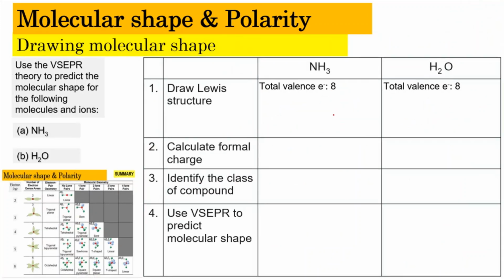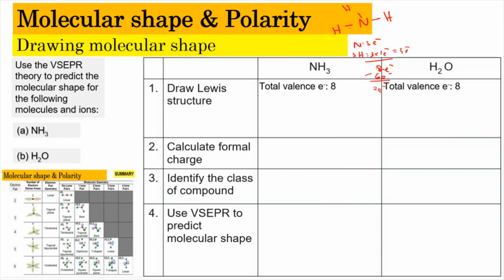For example, for ammonia here, similar thing, we need to find the Lewis structure and calculate the formal charge first. Nitrogen has 5 electrons, and 3 hydrogen means 3 times 1 electron. So the total is 5 plus 3, 8 electrons. Nitrogen is going to be the central atom because hydrogen cannot be the central atom, it is always terminal. So it is connected with 3 hydrogen: 1, 2, and 3. That is 6 electrons, so we have 2 electrons left.